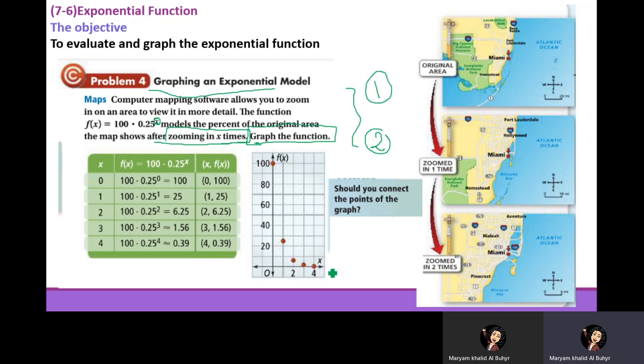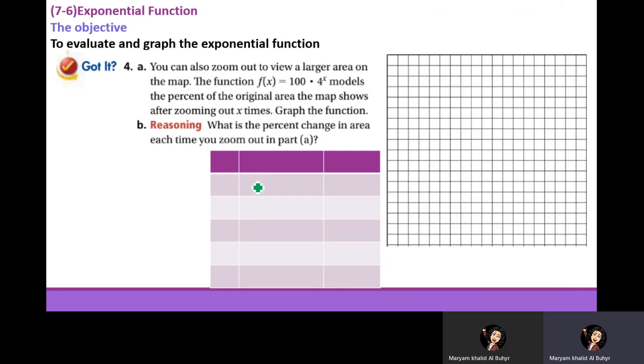That's why I'm not connecting the points, because if I connect the points here, that means it's including negative and decimal values, like a half. I cannot say the number half. We cannot say that. Let me show you this one. So if I have here 0, I'm going to do with you only 4 values. So 0, 1, 2, 3, 4.